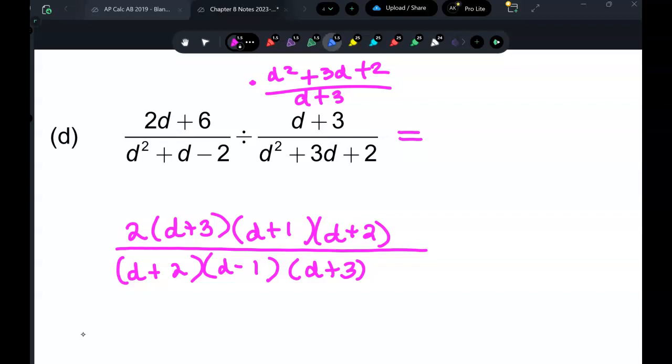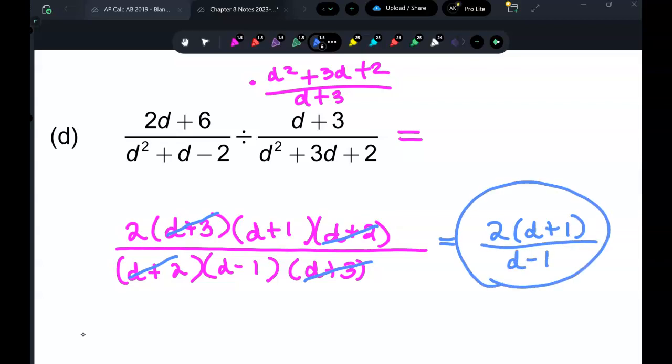The d plus 2. The d plus 2. Oh, it's just negative 1. How about the d plus 3 also? Okay, because this is plus and this is minus, we cannot cancel them. Nope. We're going to leave it as 2 times d plus 1 over d minus 1. If this was 1 minus d, or d minus 1, then we could do some more canceling. But just based on that, we can't.